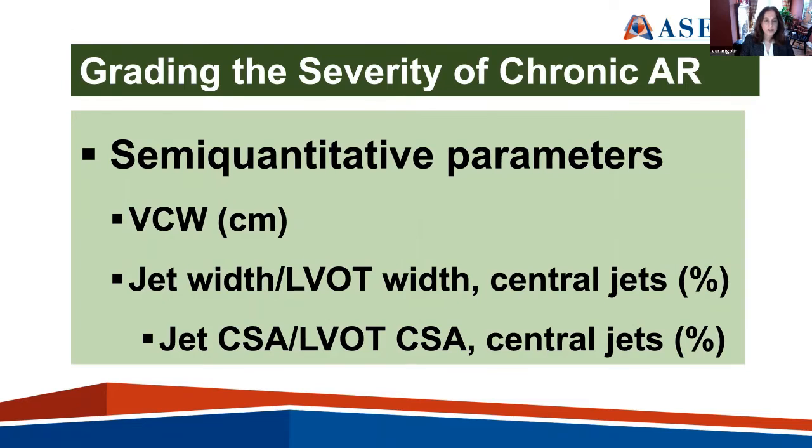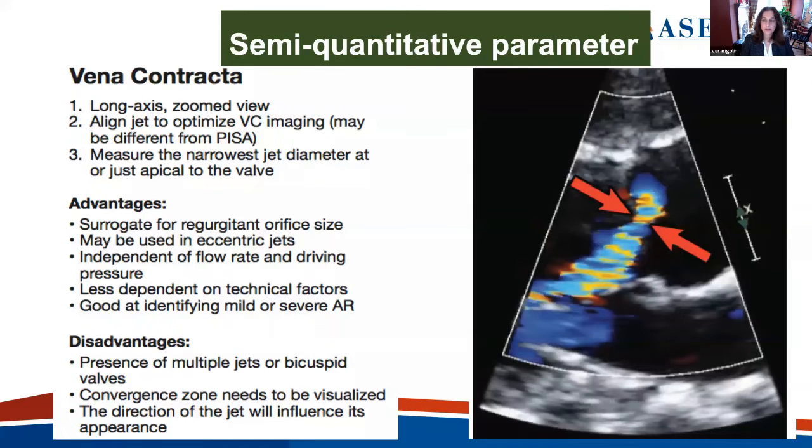So these are our semi-quantitative parameters here that we can also measure: the vena contracta width, the jet width to LVOT ratio, and the jet cross-sectional area divided by the LVOT cross-sectional area done in the parasternal short axis view. So let's just look at a couple of those examples. So here is the measurement of the vena contracta shown between the two red arrows.